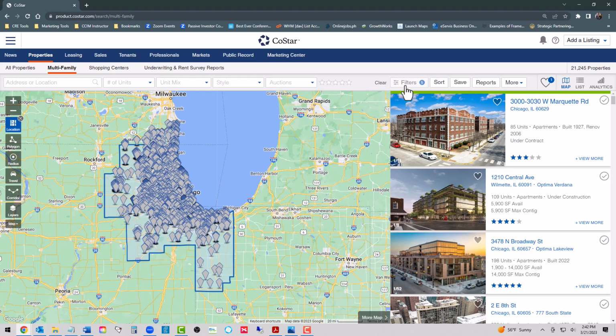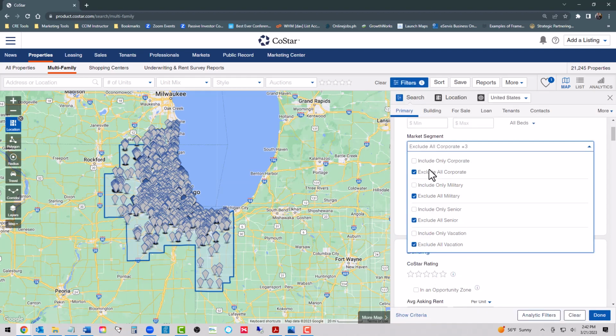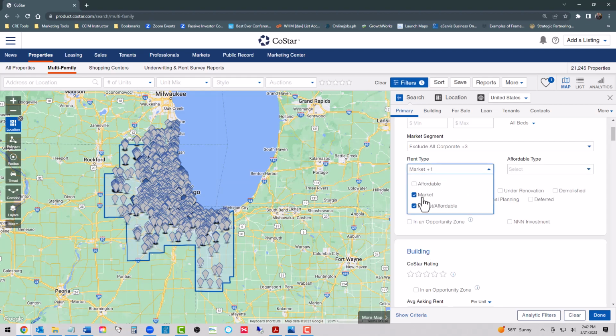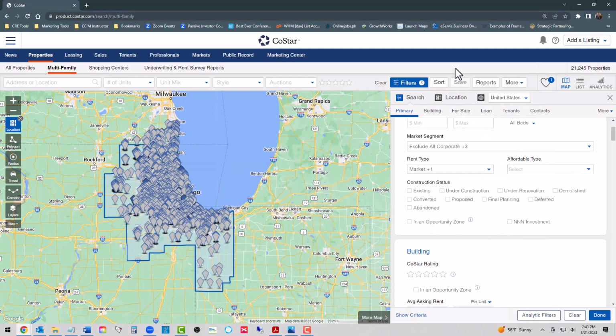If we come over here to our filters, we see that we are excluding all corporate, all military, all senior, and all vacation, and we are only including market and market affordable. Once we get to the end of this session today, we will look and see where the Chicago metro statistical area is on the market cycle chart. So let's start by taking a look at the analytics for all three asset classes combined.